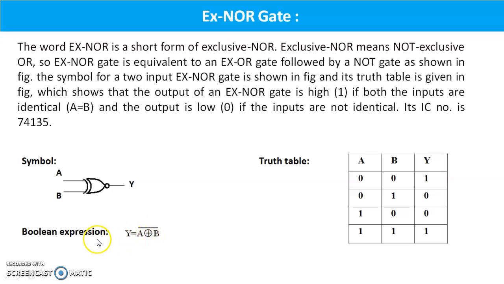And Boolean expression for this XNOR gate is Y is equal to A XNOR B, or you can write (A XOR B) bar. And the IC number for XNOR gate is 74135.